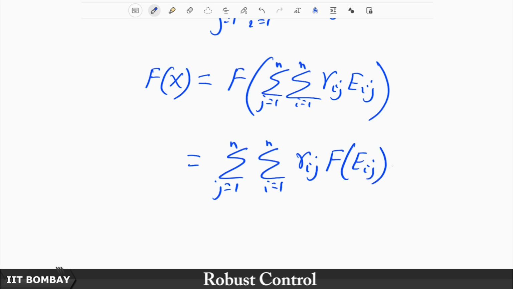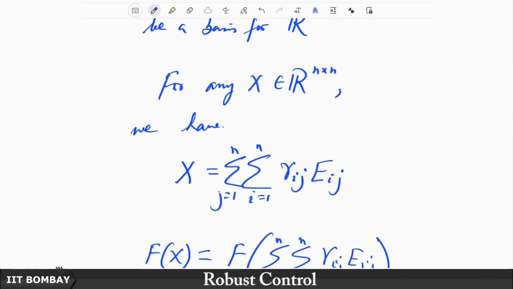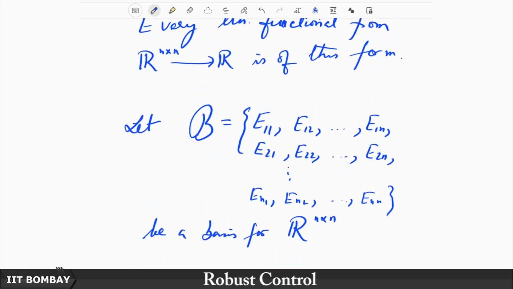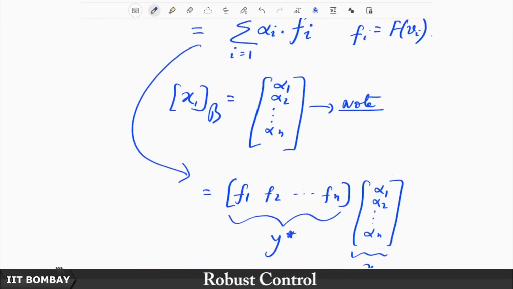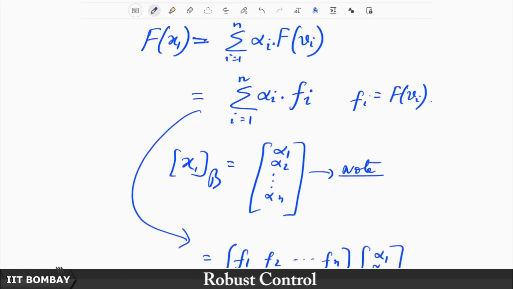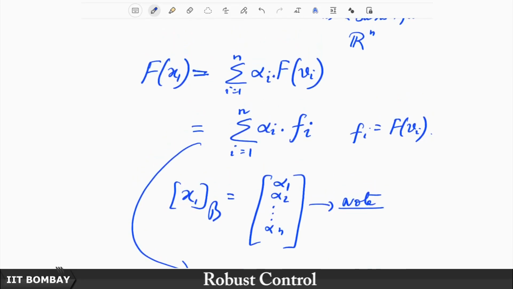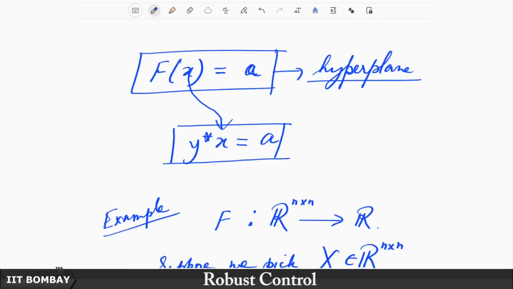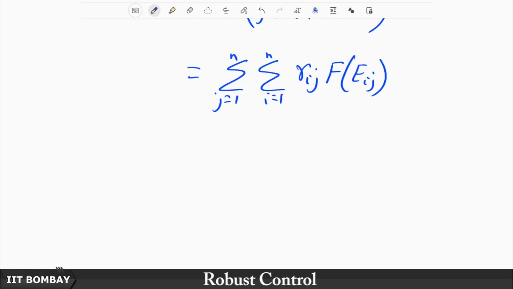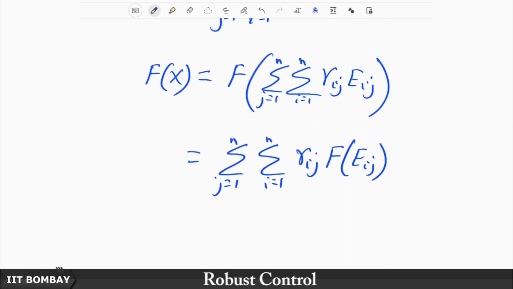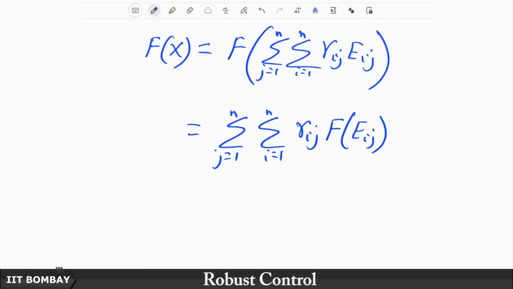If you want to convince yourself that this is indeed the case, just relabel those entries in the basis from E1 to En squared, and then you will have exactly the same postulation of this claim as in the earlier case for vectors. Because an n tuple and an n squared tuple, what difference does it make really? A matrix is nothing but an n squared tuple, an n by n matrix, right. So, now what is this telling me?